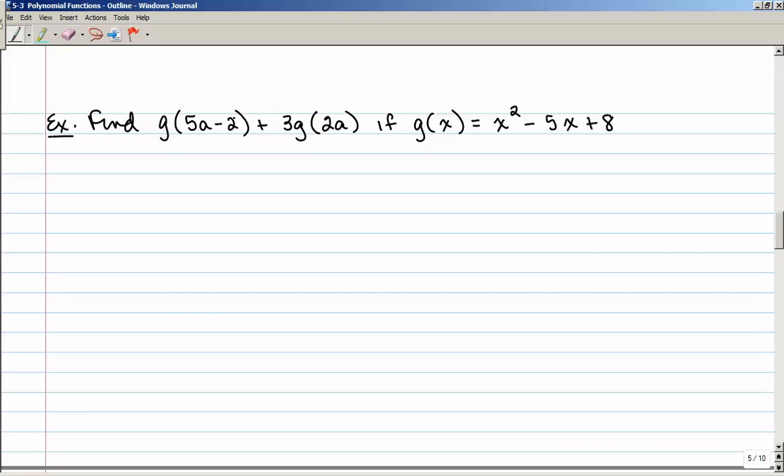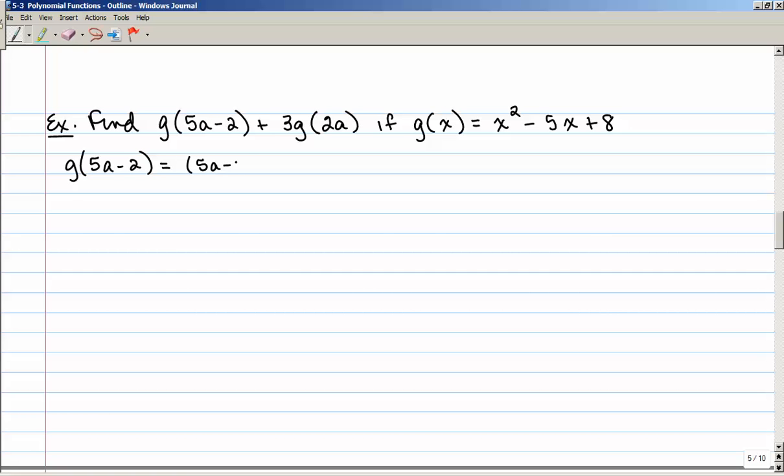I'm going to take 5a minus 2 and plug that into g of x and figure out what that is. Plug 2a into g of x and then multiply it by this 3. And then I'm going to take those two expressions and add them together. So I think I'll do each one of these separately. So let's do g of 5a minus 2 first. So that means that wherever I see an x, I'm going to plug in 5a minus 2.